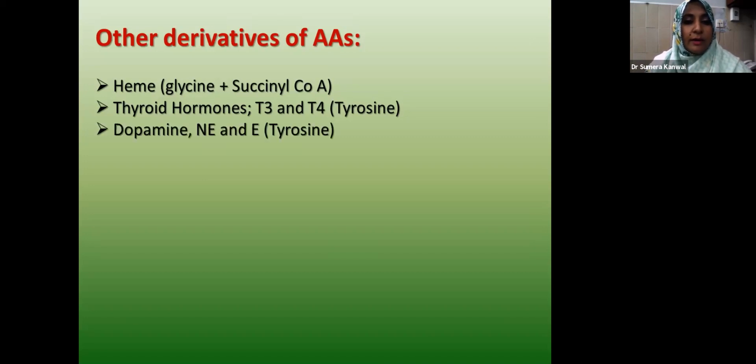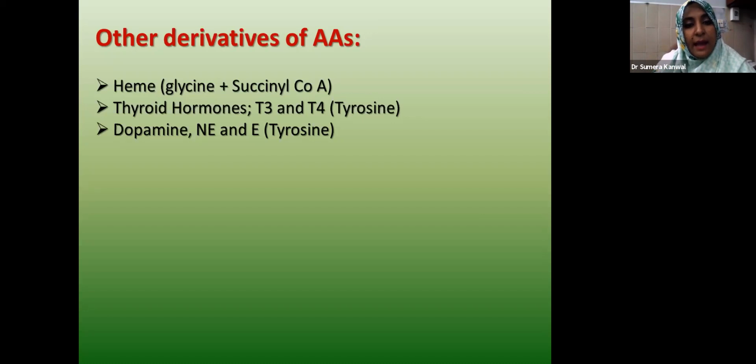Tyrosine is also the precursor of catecholamine structures like dopamine. Dopamine is a neurotransmitter synthesized in the brain from hydroxylation and decarboxylation of tyrosine. Dopamine is a neurotransmitter involved in locomotor activity and mood regulation. This dopamine is synthesized from tyrosine.